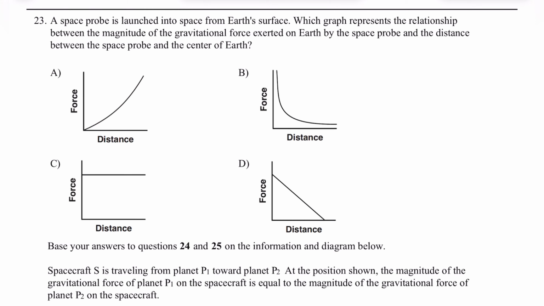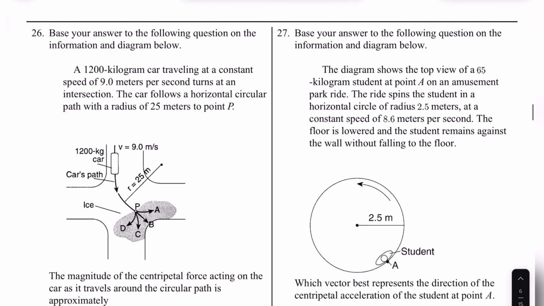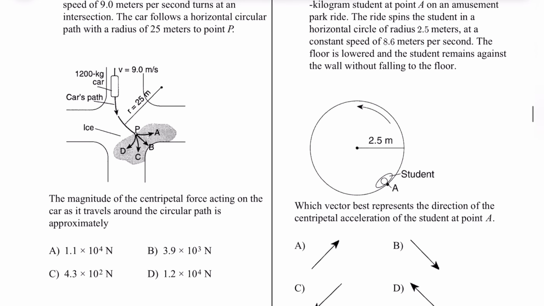Okay, now I'm skipping this whole page because it's just the same concepts that we've been over. So 26. A 1,200 kilogram car traveling at a constant speed of 9 meters per second turns at an intersection. The car follows a horizontal circular path with a radius of 25 meters to point P. The magnitude of the centripetal force acting on the car as it travels around the circular path is approximately what?